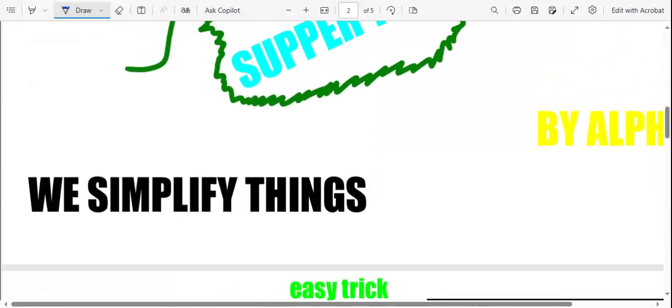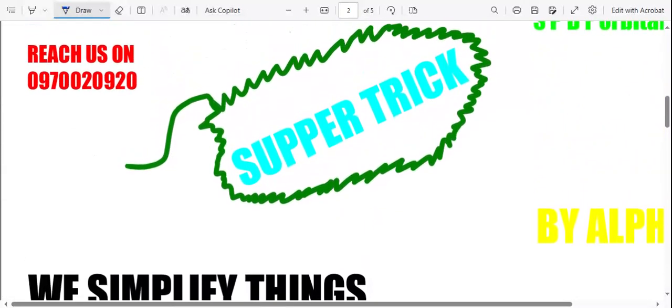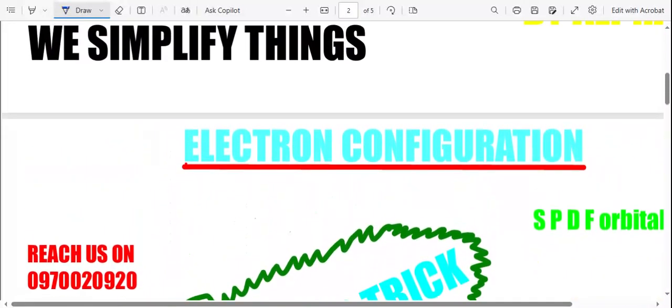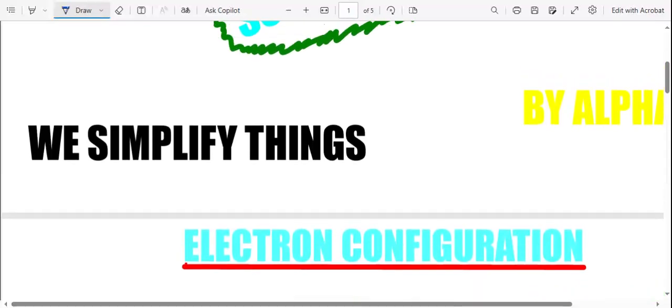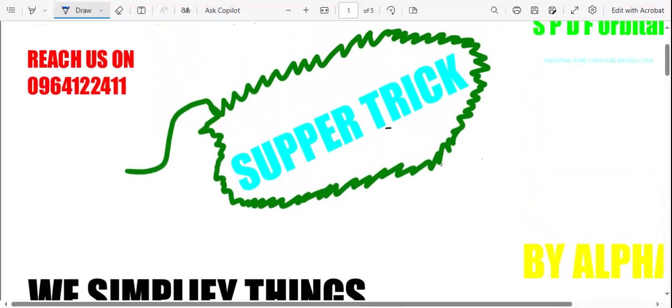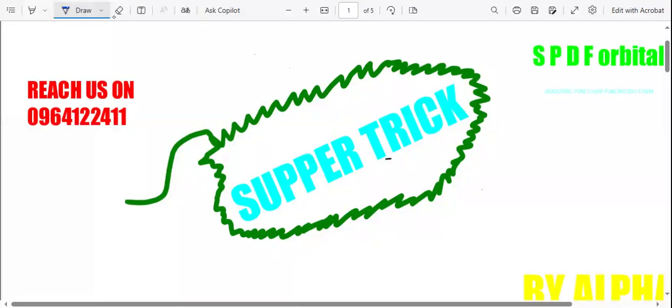So otherwise, that's how to write the electron configurations. There are times when they can tell you to write the orbital diagram, the orbitals. How do you write the orbitals? Also, I think I can demonstrate here. So let me show you how to write the orbitals. Suppose you are asked to write the orbitals, after you have written the electron configuration, then you are asked to write the orbitals.